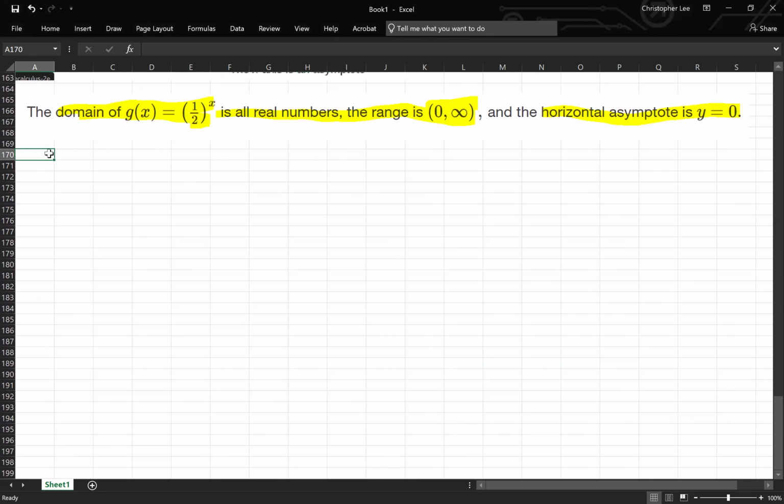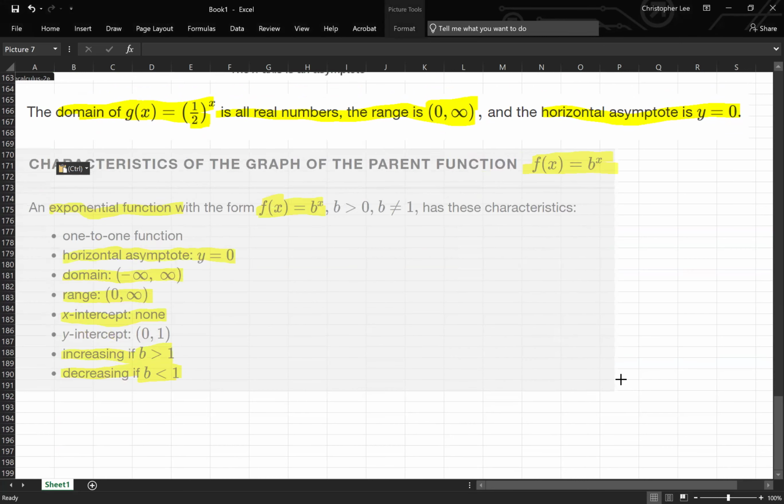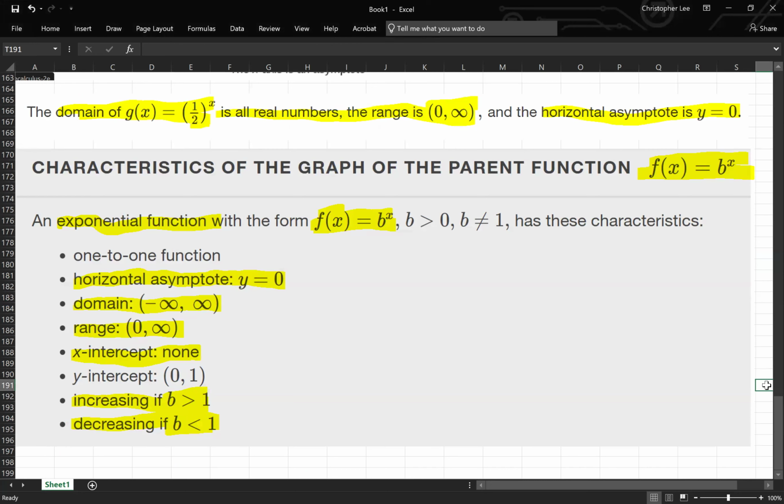This right here is the sauce. This is everything you need to know for the homework, and one little easy to read gray image, right? So, characteristics of the graph of the parent function f of x is equal to b to the x power.